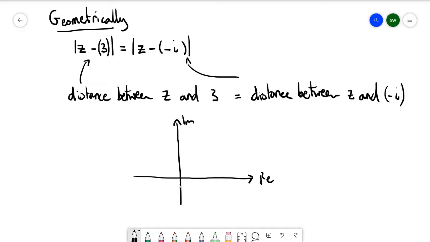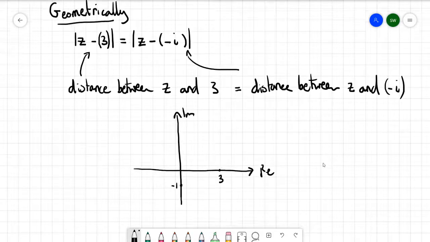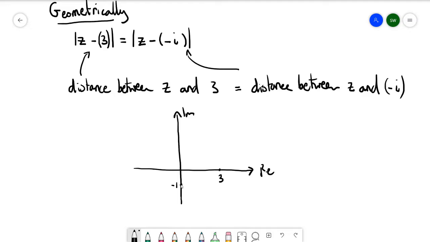So 3 is going to be, say, here, and minus i is going to be down here. So we've got these 2 points, and you might remember that all the points that are the same distance away from this point and this point is the perpendicular bisector of the line segment between the 2 points. So we draw a line segment between the 2 points, and all the points that are the same distance away from this point and this point, which is what we want, is on the perpendicular bisector of that dotted line. So that's 90 degrees there.